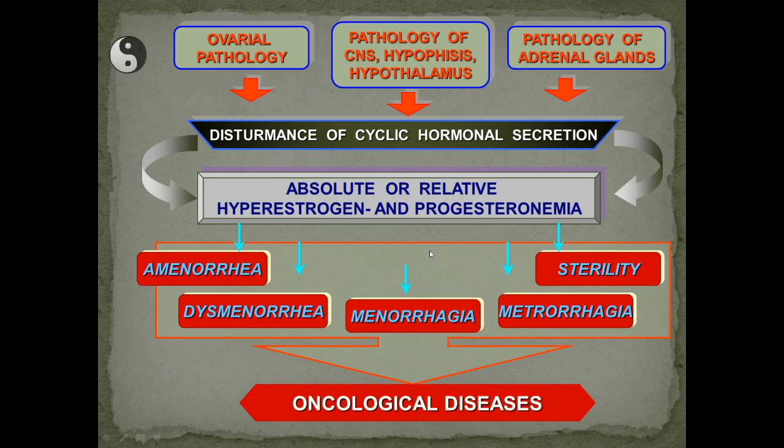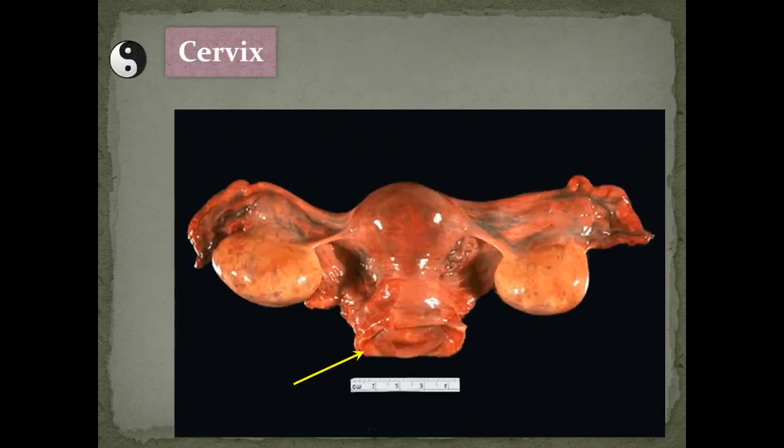So this absolute or relative hyperestrogenemia and or progesteronemia leads to the oncological transformation. Could be benign, could be malignant, but anyway, oncological transformation takes place. So let's start with cervix.